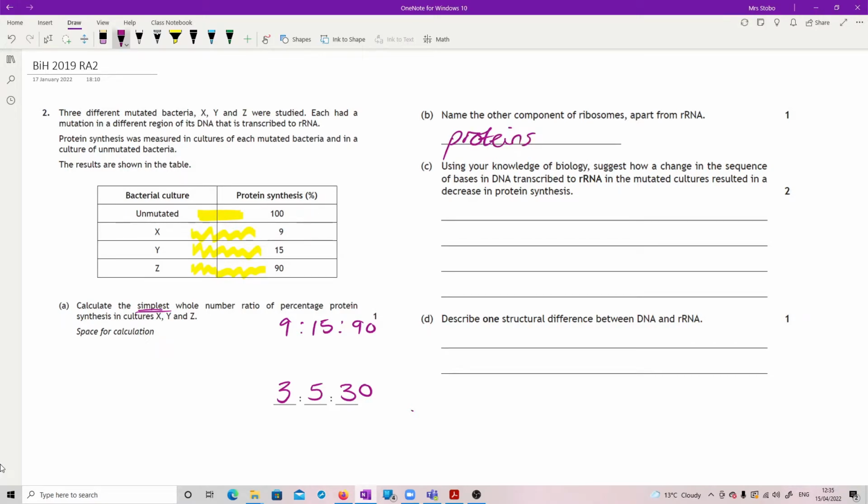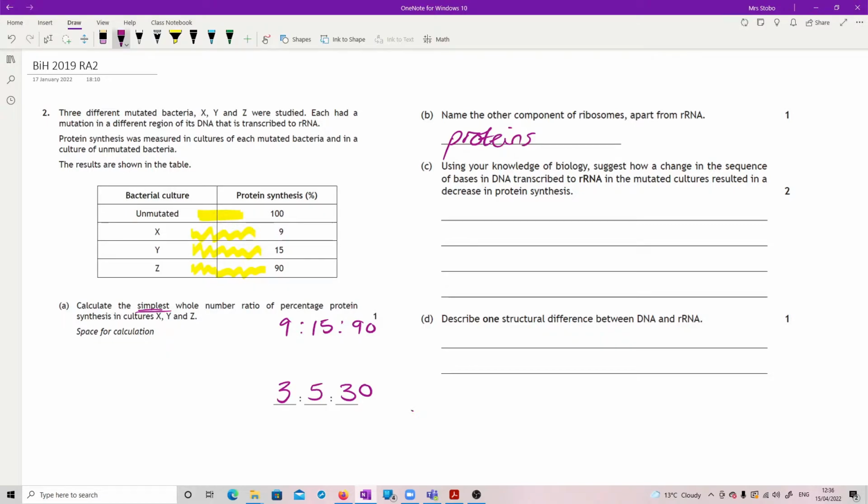Ribosomes are made of a complex of proteins and rRNA. That's just a definition. Using your knowledge of biology, suggest how a change in the sequence of bases in DNA transcribed to rRNA in mutated cultures resulted in a decrease in protein synthesis.